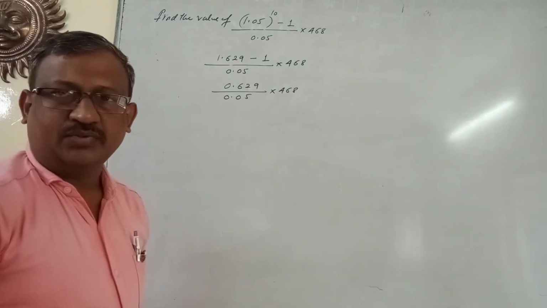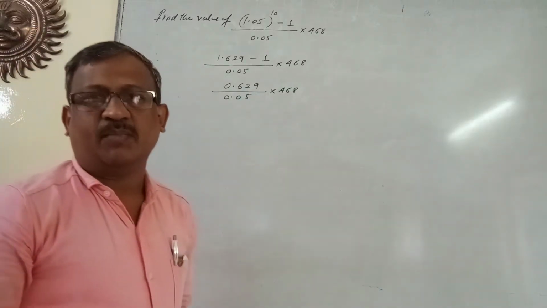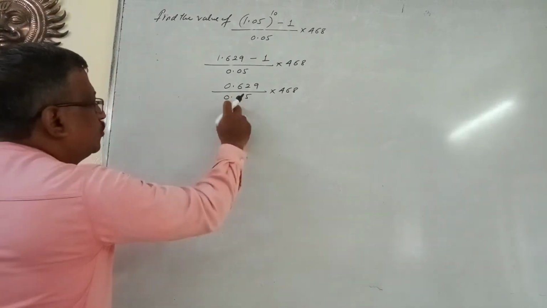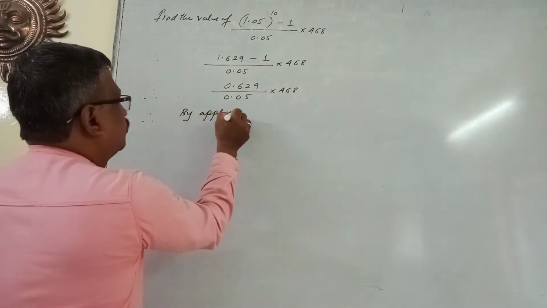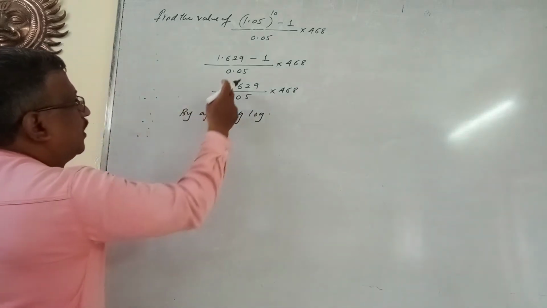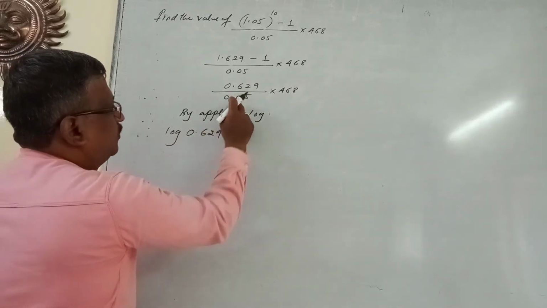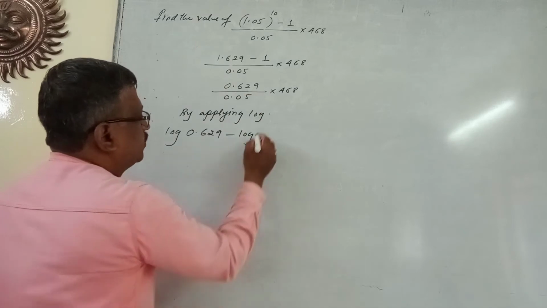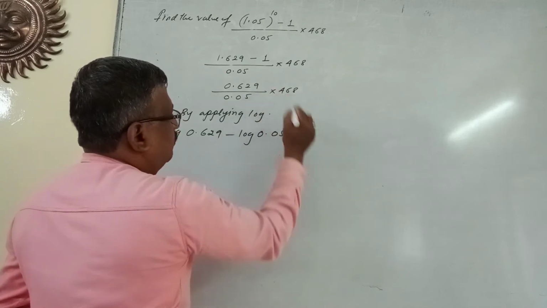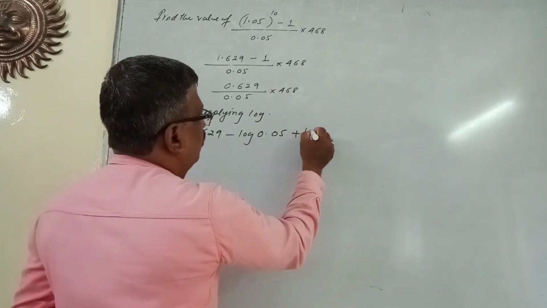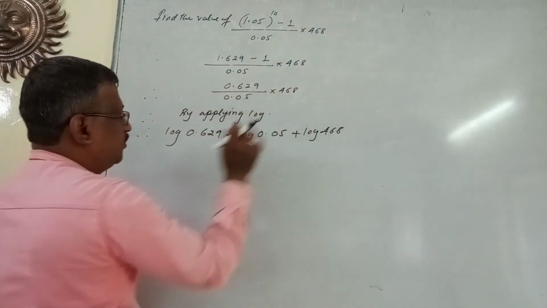Now we can solve this by using the logarithm, because here we find only division as well as multiplication. So we can solve multiplication and division by using the logarithm, right? So by applying log, first you have to find the log of 0.629. Division is there, so you have to minus log of 0.05, right? And as there is a multiplication, we have to add, so plus log of 468. If there is a division, minus it. If there is a multiplication, add it.